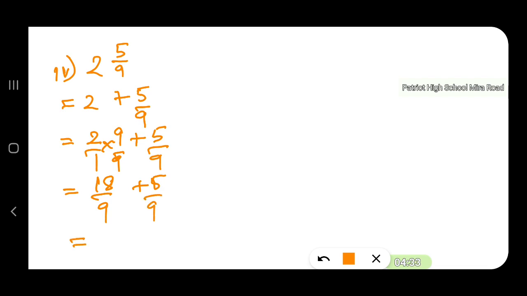So 18 plus 5, now we can add the numerator because the denominator has become the same. So 18 plus 5 will give you 23 upon 9. This is the improper fraction, the answer.